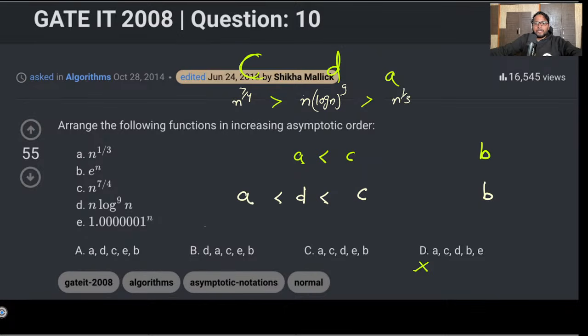Now A, B, C, D, I think E is the only remaining. This is some exponent, so this is anyway the greatest one. So you can say this is the order: A, D, C, B, E.